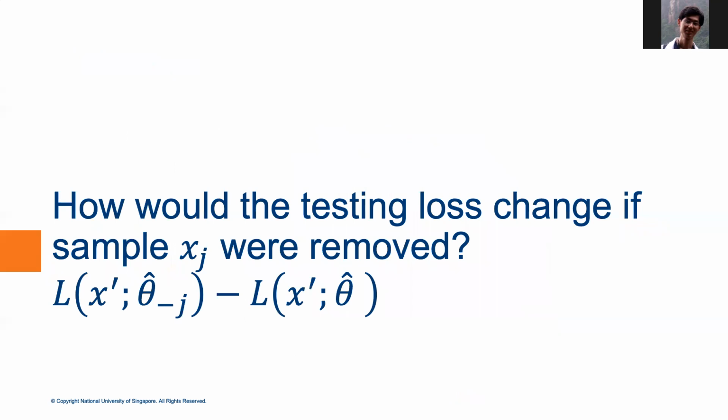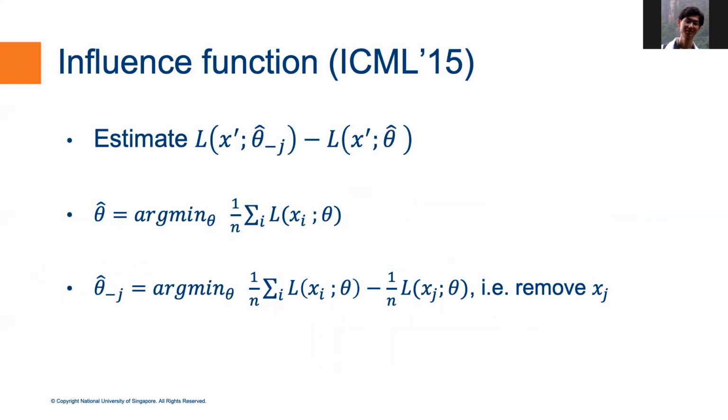So for the first type of solutions, we want to estimate the quantity. This is the testing loss defined on x prime. And theta hat minus j means xj were removed from the training data. And theta hat is the original trained parameters on the full training data set. So this will be the formula for theta hat and theta hat minus j. Theta hat is from the original empirical risk. Theta hat minus j is where we remove xj from the training loss.